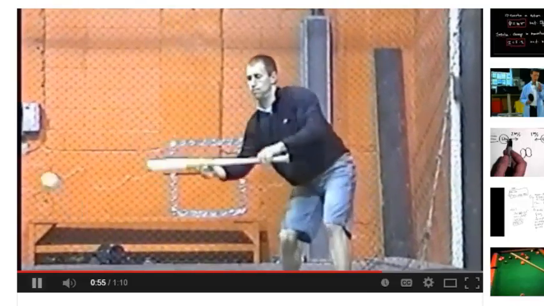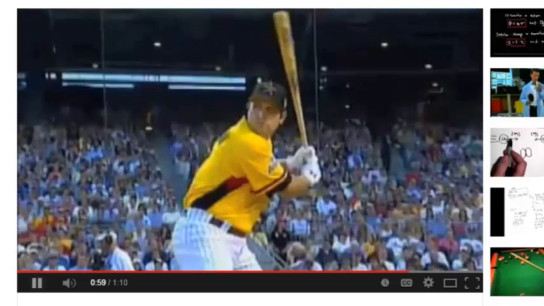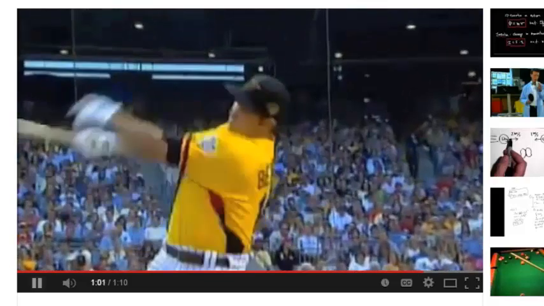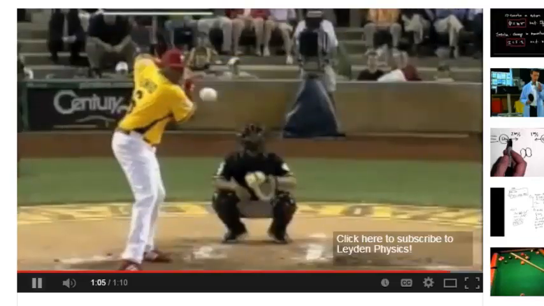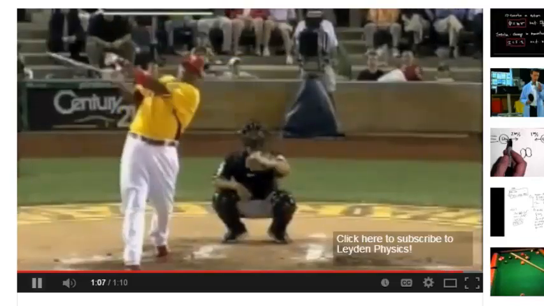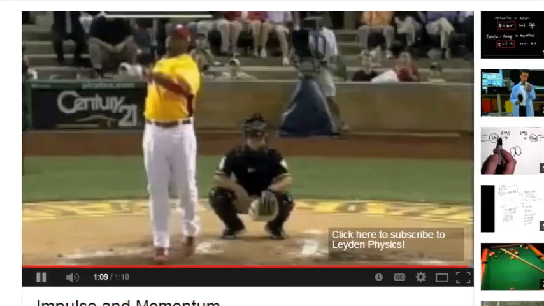If you increase the contact time of the bat on the ball, you will then increase the impulse, which increases the change in velocity for the ball. This is why your coach always tells you to follow through. When you hit a home run, you try to swing your bat so it touches the ball as long as possible.